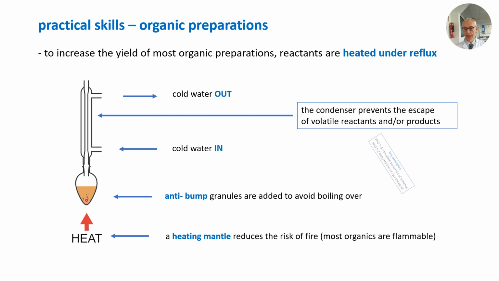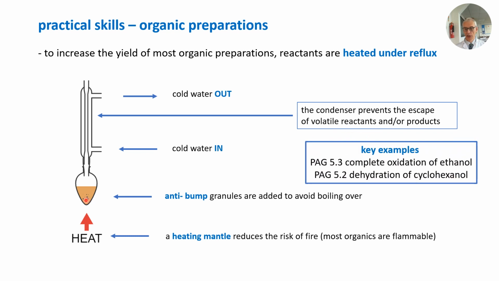Now, the key examples in your PAG program would be the complete oxidation of ethanol to ethanoic acid, and you may also have done the dehydration of cyclohexanol to form cyclohexene.